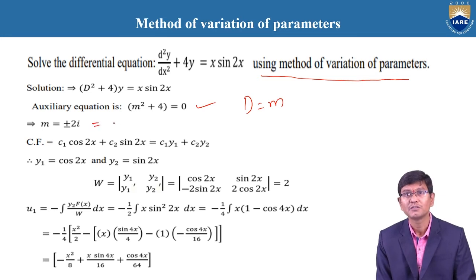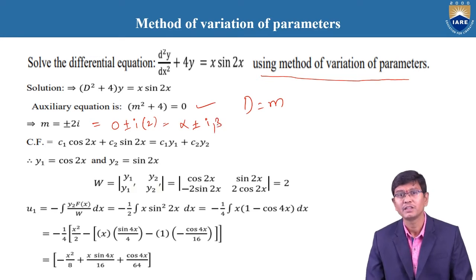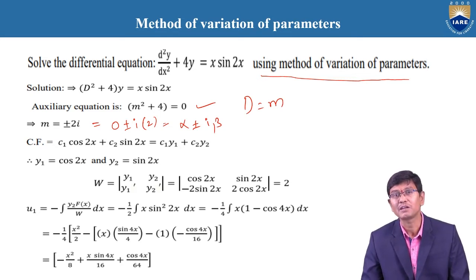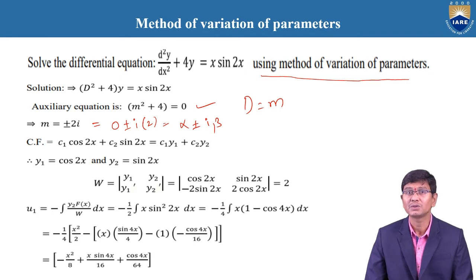Here we assume the roots in the form alpha plus or minus i beta, where alpha is equal to 0 and beta is equal to 2. With the help of the complex roots, the complementary function is c1 into cos 2x plus c2 into sin 2x. Therefore, we assume c1 into y1 plus c2 into y2, where y1 is equal to cos 2x and y2 is equal to sin 2x.